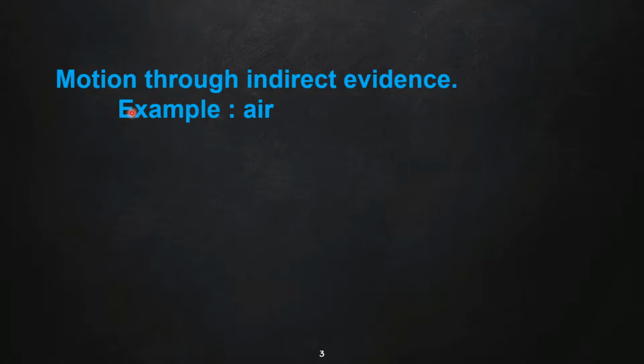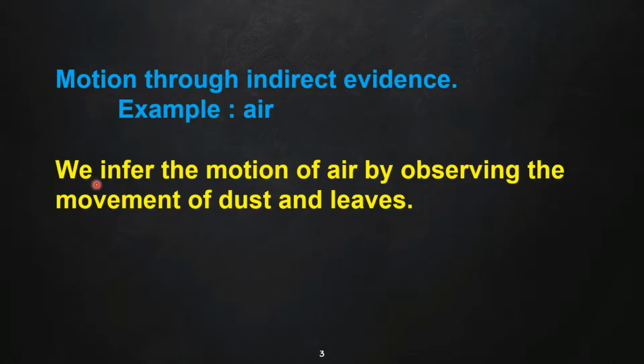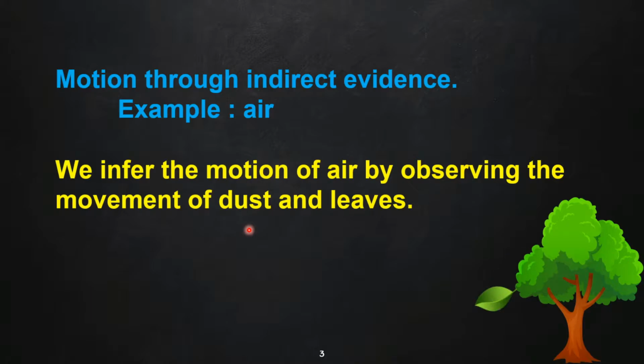The motion through indirect evidence. What do you mean by this? Indirect evidence means we actually cannot perceive, cannot see, but there is a motion. So example given here is air. We infer the motion of air by observing the movement of dust and leaves. See, the leaves are falling down just because of air. So there is motion of air. This is an indirect evidence.